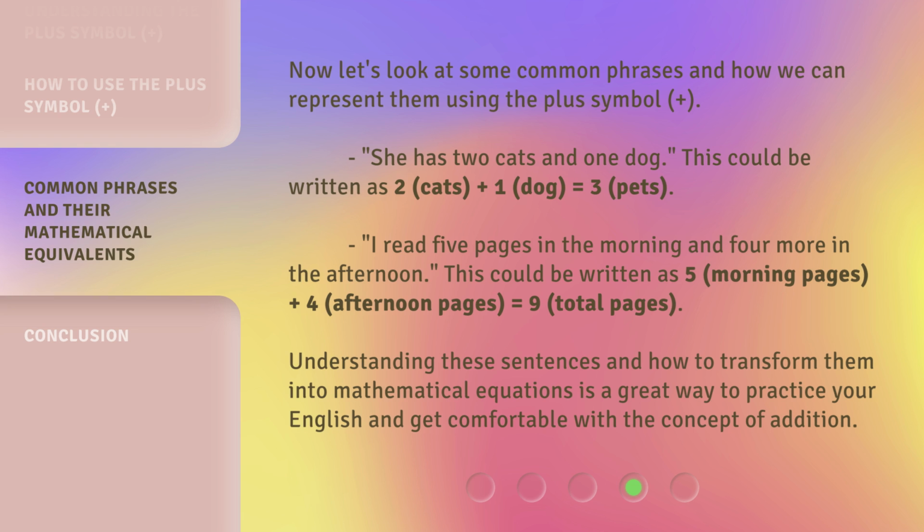I read 5 pages in the morning and 4 more in the afternoon. This could be written as 5 morning pages plus 4 afternoon pages equals 9 total pages. Understanding these sentences and how to transform them into mathematical equations is a great way to practice your English and get comfortable with the concept of addition.